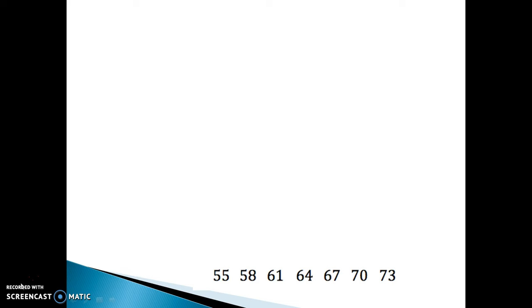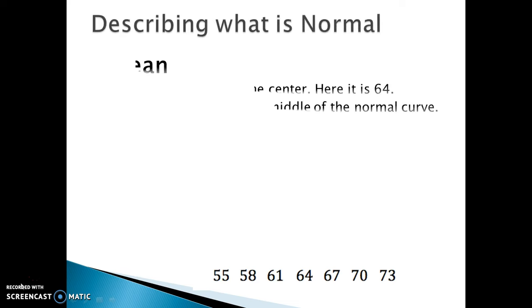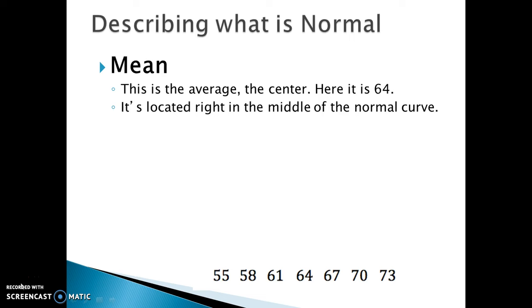So the first thing you have to know about the normal distribution curve is that the mean is a very important part of that, and the mean is the average, and it's the center. Here we're going to use 64 because the average height of a woman is 64 inches. It's located in the middle of our curve.